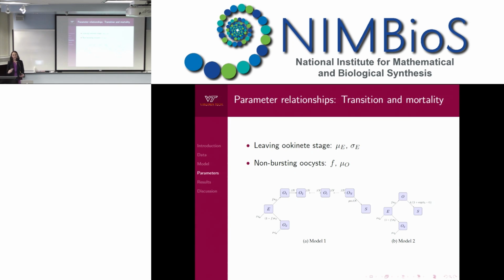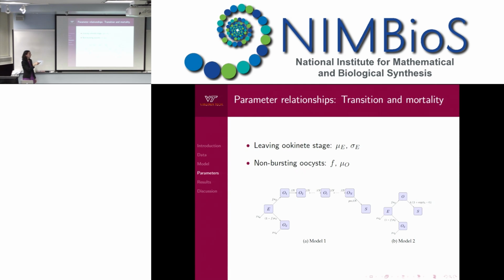So first of all, we know that there are 2 ways to leave the ookinete stage here, and that's either through death or through transition into the oocyst compartment. So obviously there's going to be some correlation. If we increase death, then we may have to increase our transition rate to get the same number of oocysts from a similar ookinete starting population.